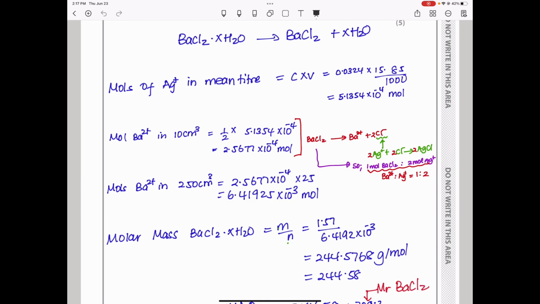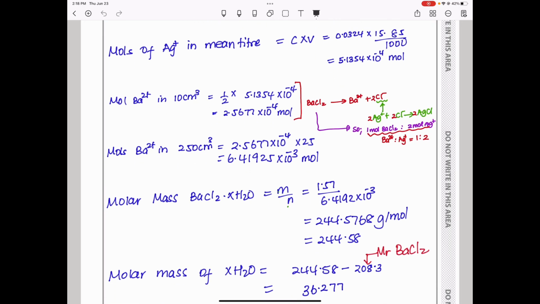Now that I know the moles of barium ions in 10 centimeters cubed, remember this is the volume in the conical flask, I can use this to work backward or to scale up to find the number of moles in 250. So the moles in 250 will equal the moles in 10 times 25, giving us 6.41925 times 10 power negative 3. I avoid rounding off because I want to avoid carrying the error to the next step.